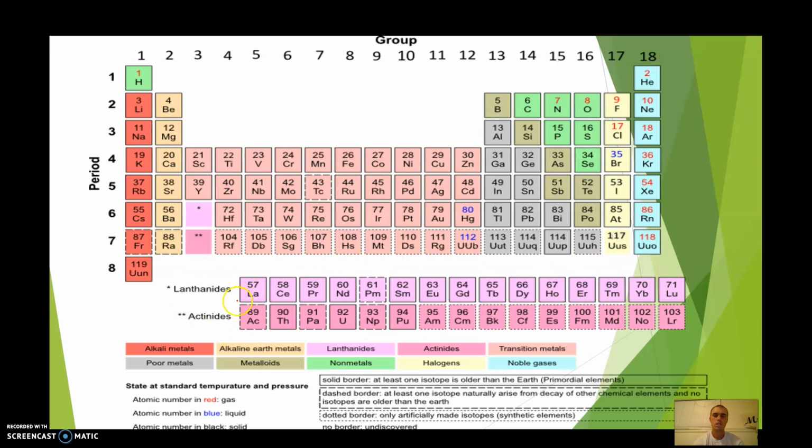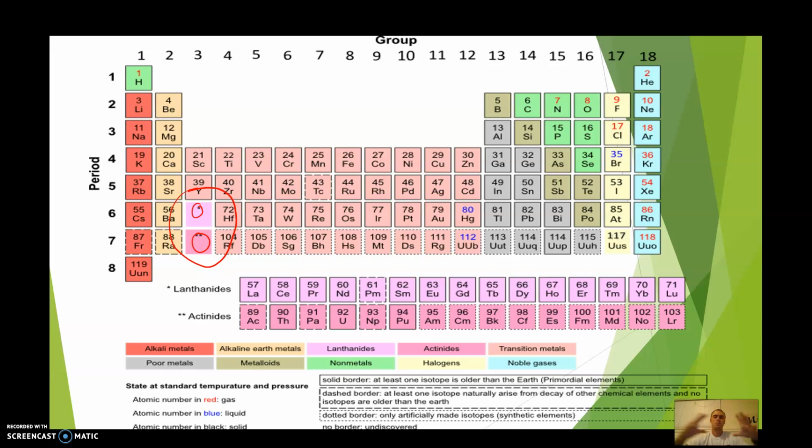Everybody always sees these two rows down here at the bottom, but nobody really knows what they mean or what they're doing down here. So what we do with these two rows when we look at the periodic table, the two rows that are down at the bottom actually go in right here in that area. The top one goes right there, and then the second one goes right there.